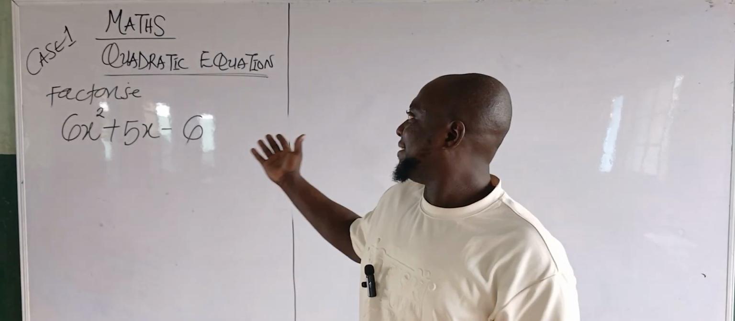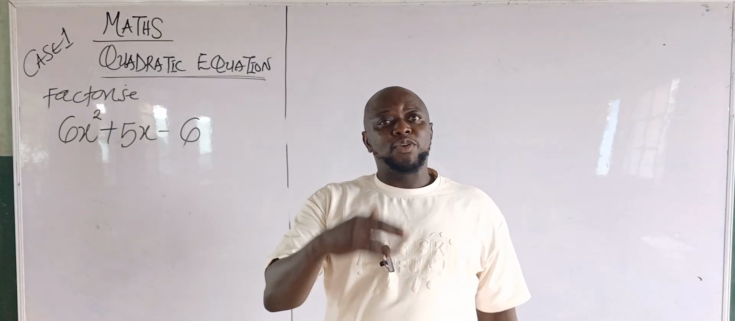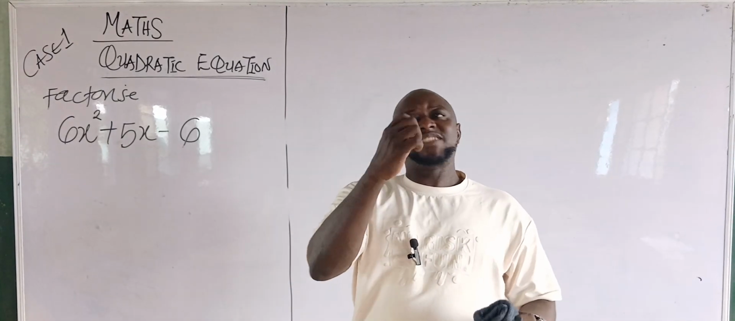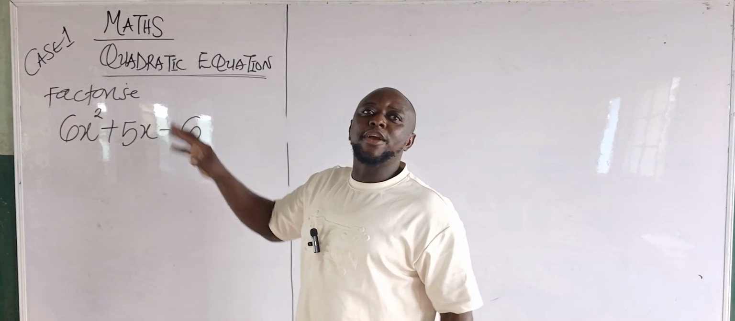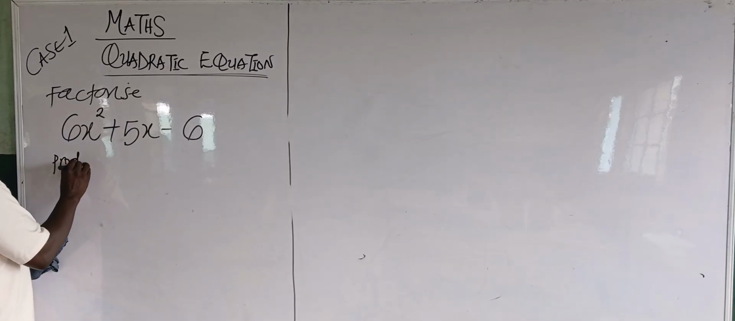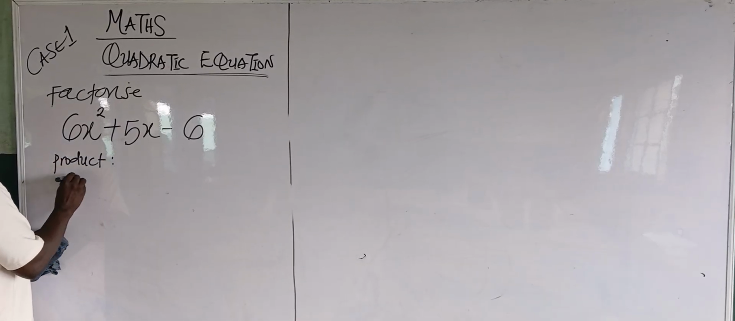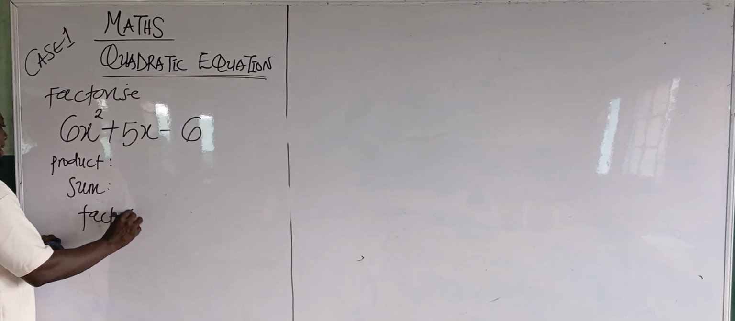So we want to solve the next question on the board of factorization. We already know that in factorization, I've already given you the breakdown in the first video. I told you, what do you do first? That we are going to have what we call product here. Product. Then we have sum here. Then we have factor here.